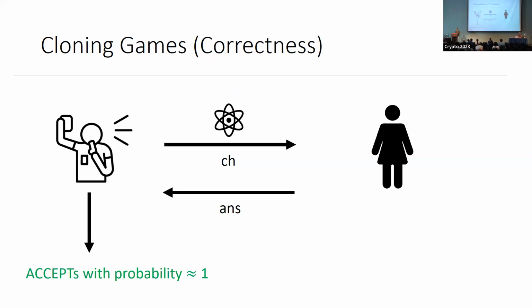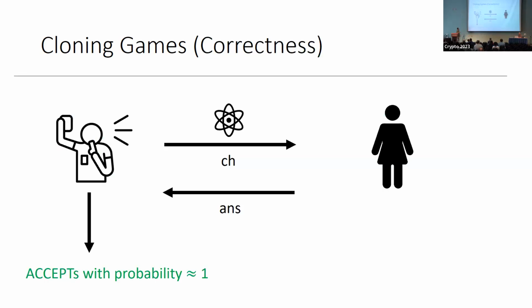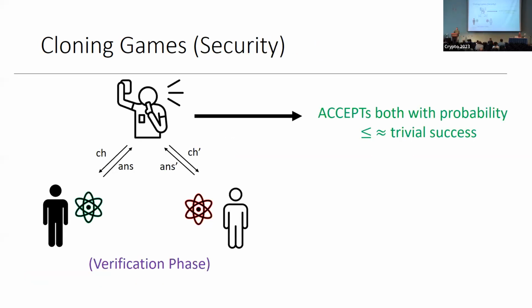Correctness is essentially the verifiability. It says that there is some Alice, which given the quantum token, can pass the verification with probability close to 1. And security says in the verification phase, no matter what the adversary does, the probability that both answers get accepted is not much greater than what is trivially achievable.